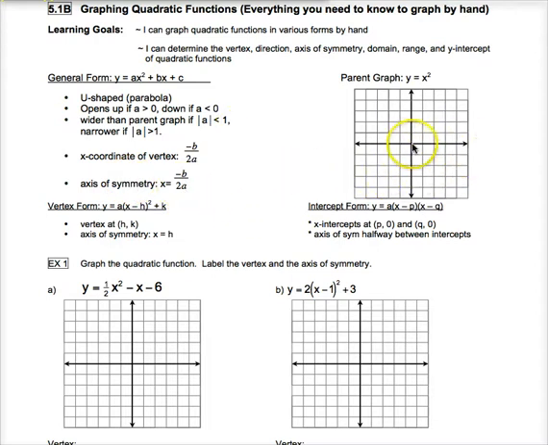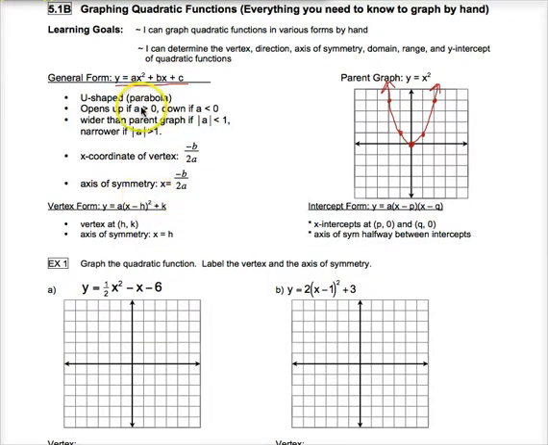And I'm going to get our parent graph on here. So vertex at (0, 0), and then we have points at (1, 1), (1, -1), (2, 4), and (-2, 4). So here's our parent graph. So the general form, which you talked about in Algebra 1, is right up here, y equals ax squared plus bx plus c. So we've got some general things that you should know about that particular form.